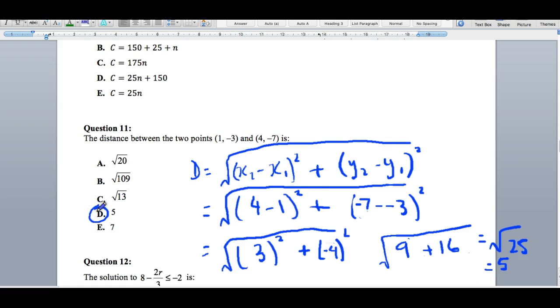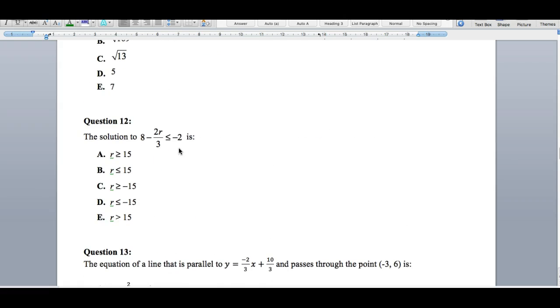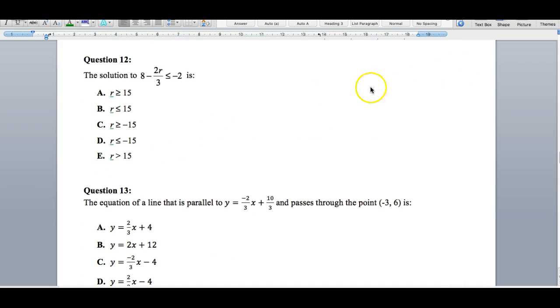Hopefully I didn't make a mistake. I don't actually have the answer sheet on me. If I made an error, you let me know. I don't think I have.